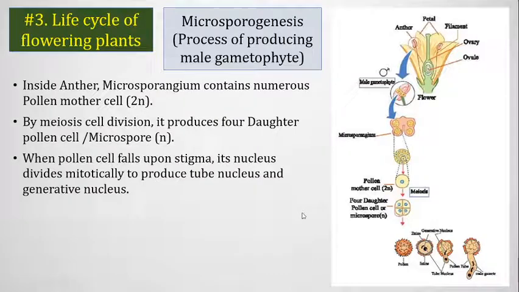When the pollen cell is pollinated, either by wind or by insect, and falls on the stigma of a carpel, the pollen cell undergoes some change. The nucleus of the pollen cell divides mitotically to produce 2 nuclei. One nucleus is called the tube nucleus and the other is called the generative nucleus.